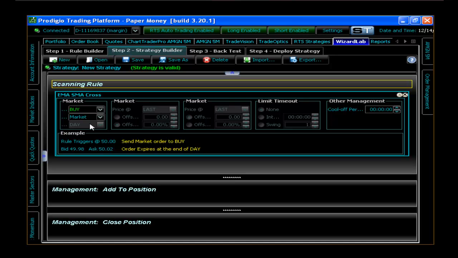But you can also specify your order parameters, and this would be for backtesting or for RTS trading. So for example, the first parameter is whether you would buy or sell. Now this is important. Every strategy has a long or a short orientation. The reason is that we want you to be able to manage your long strategies independently from your short strategies, because more often than not, the logic changes depending on if you are going to take a long position or a short position.